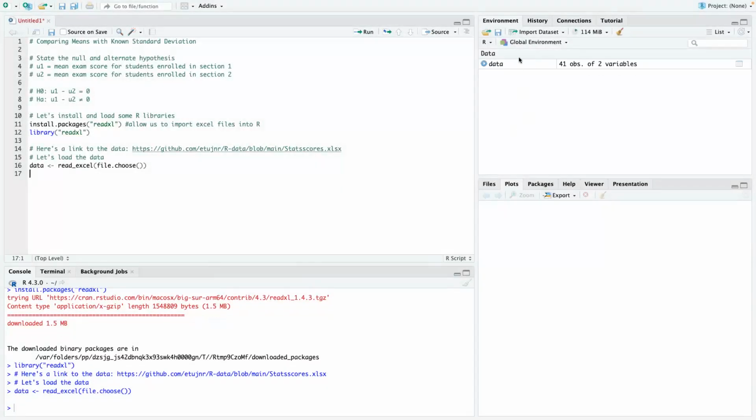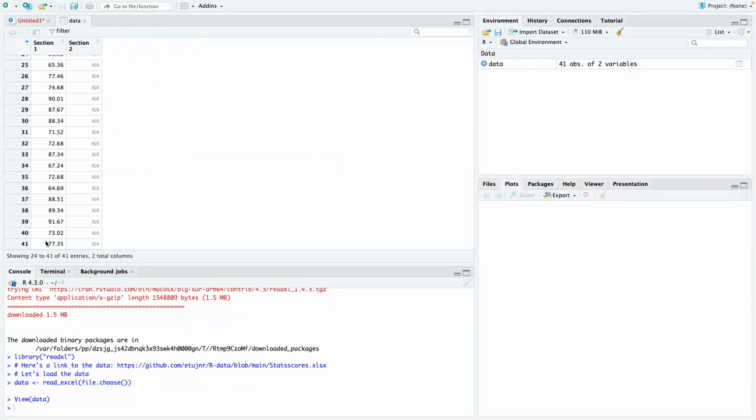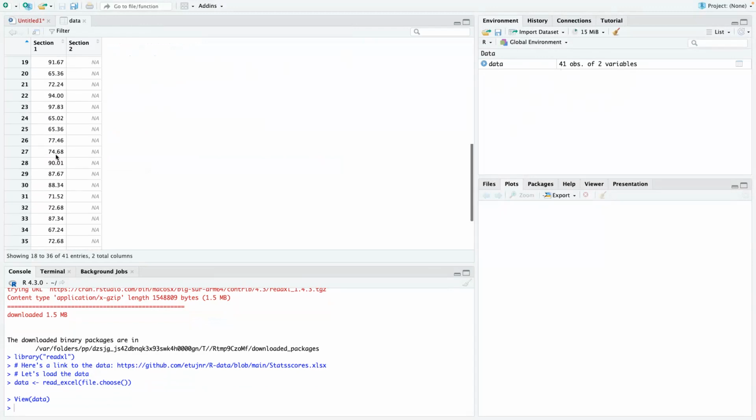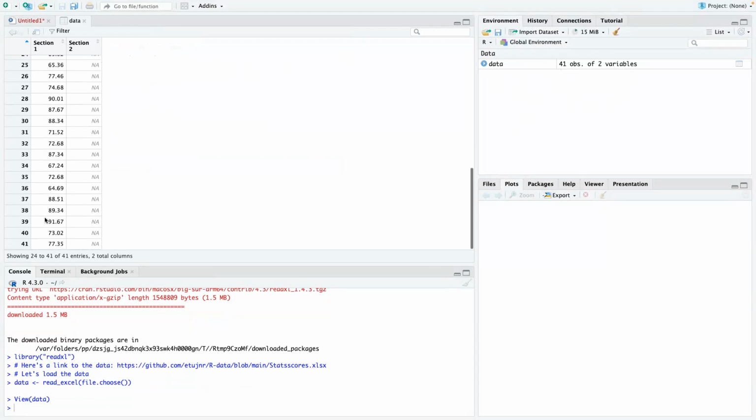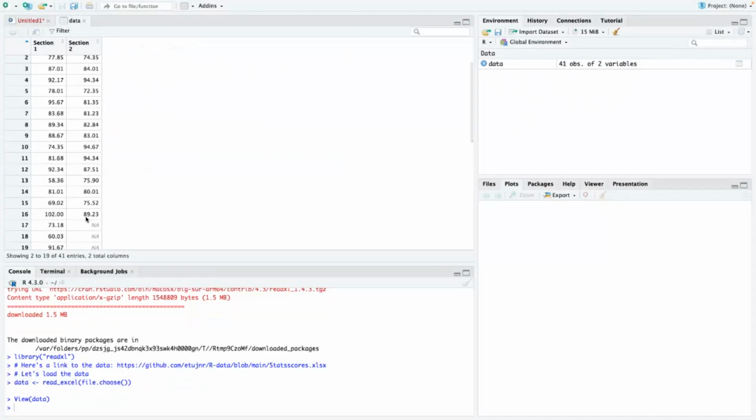All right, so I have my data in there already, right? So you can see if you click on the global environment, it shows you how the data set looks. So we have two sections. The first section has 41 students in it, and you can see the exam scores for those 41 students. And then the second section has only 16 students.